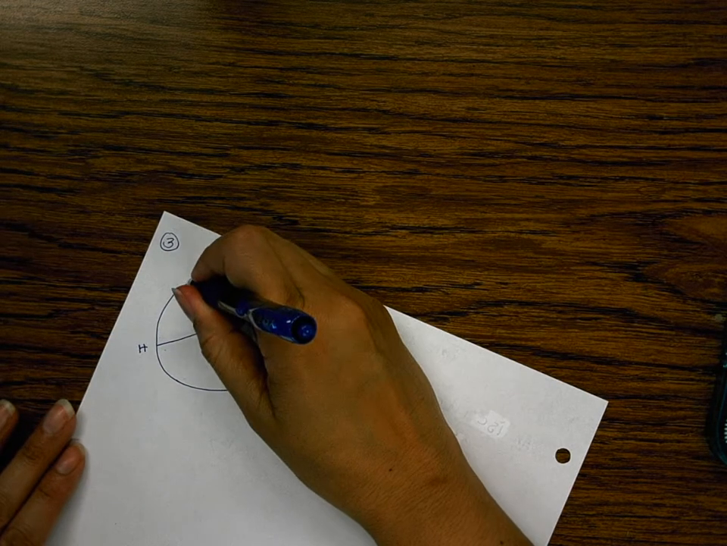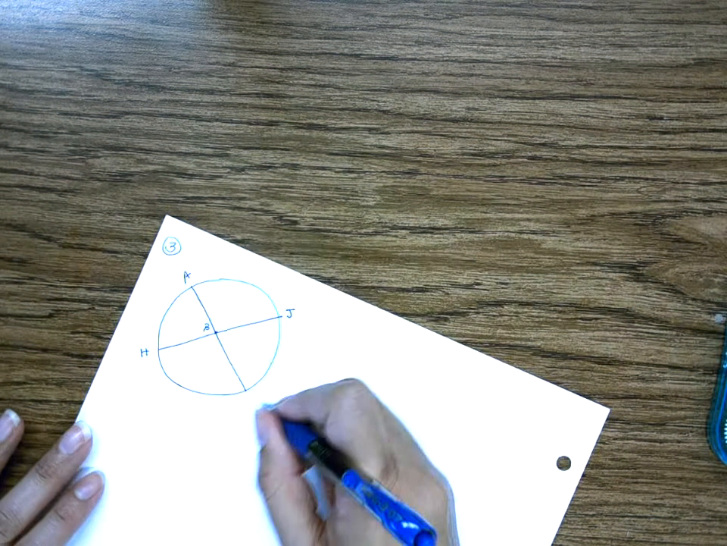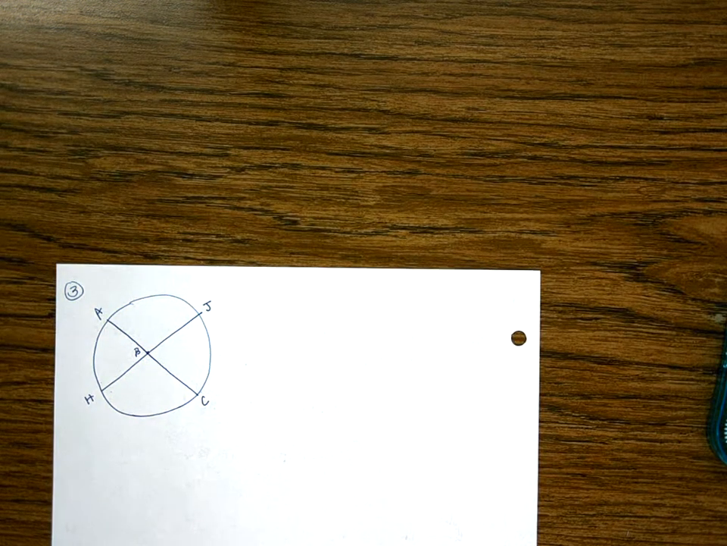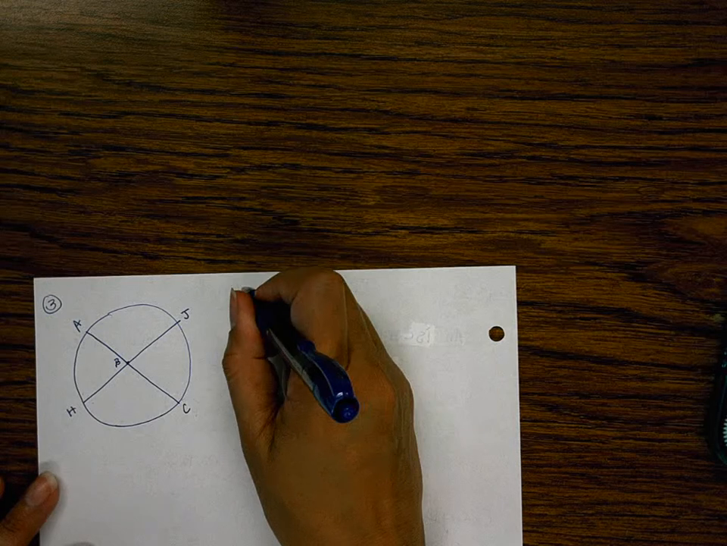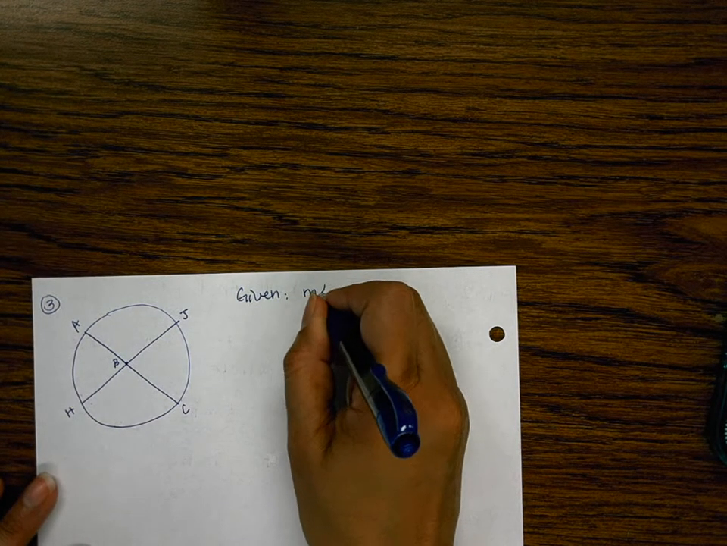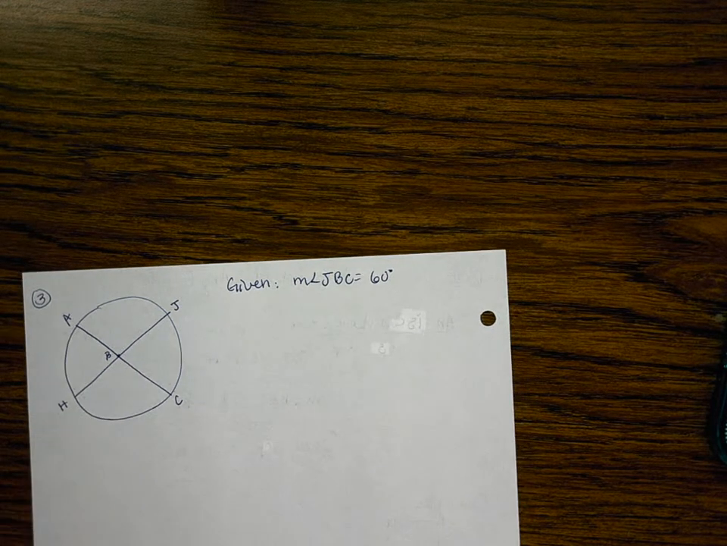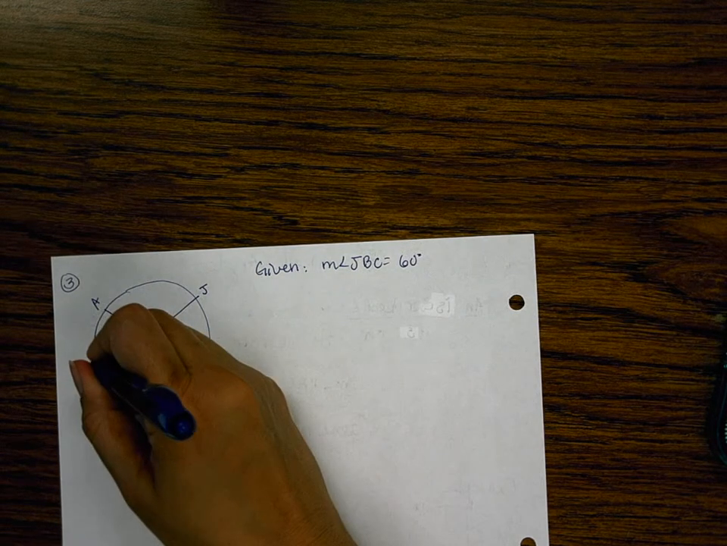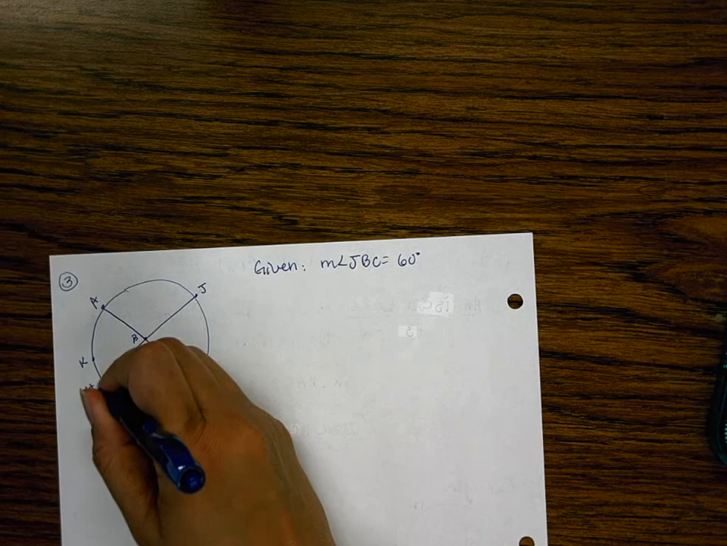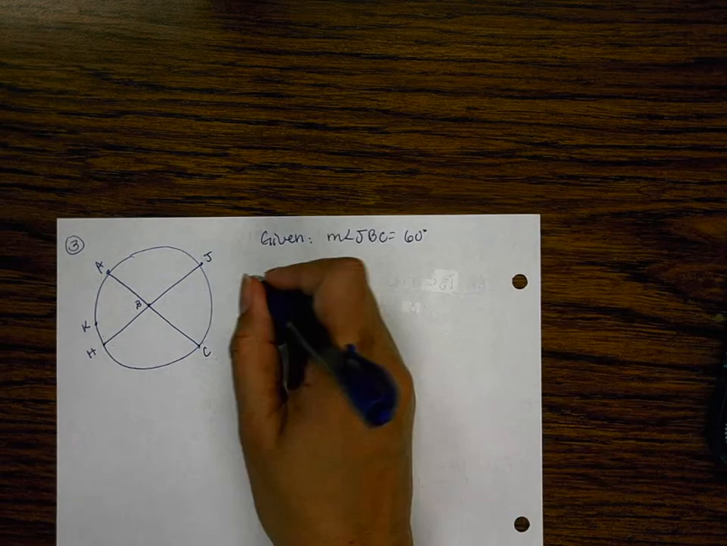And another diameter we're going to call AC. All right. Now, given the measure of angle JBC equals 60 degrees, and I'm going to give you one more. There's a point right here. We're going to call that point K. Just a point on the circle. All of these are points on the circle. Okay. Given that, find the following.